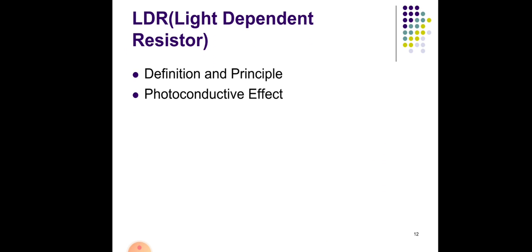Now next sensor is LDR. LDR is light dependent resistor. Their definition and principle: a light dependent resistor is a two-terminal device, the resistance of which depends on the intensity of light incident on it. LDR works on the principle of photoconductive effect, and its resistance decreases with increase in the intensity of incident light. We already know that it is an optical sensor.